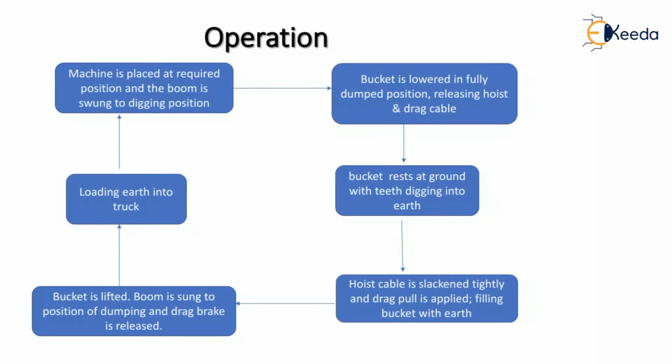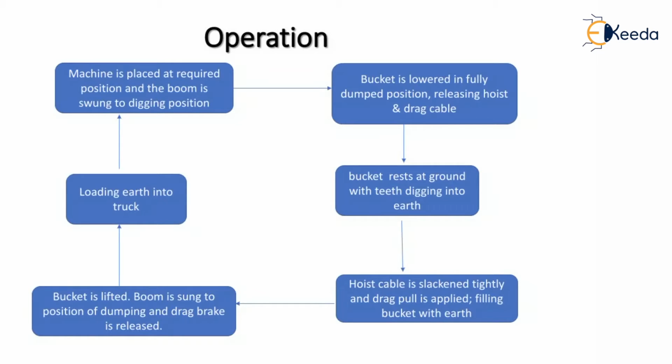First, the machine is placed at the required position and the boom is swung to the digging position. Then the bucket of the dragline is lowered in the fully dumped position, releasing the hoist and drag cable line. Next, the bucket rests on the ground with the teeth digging into the earth and the earth is excavated. Next, the hoist cable is slackened and the drag pull is applied, filling the bucket with the earth.